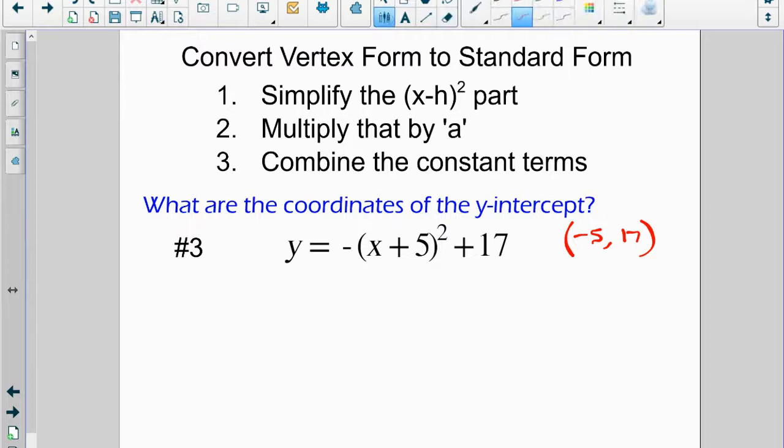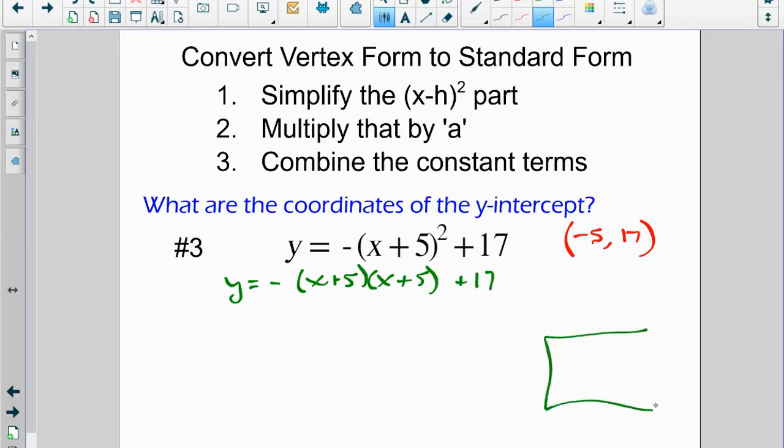So I know my vertex, but if I want to know what are the coordinates of the y-intercept, I can't get that from vertex form. I have to follow these 3 steps and try to write it in standard form instead. So I'm going to start by just writing it out. Y equals negative x plus 5 multiplied by itself. So x plus 5 times x plus 5. And then I still have the plus 17 at the end. So let's multiply x plus 5 by itself.